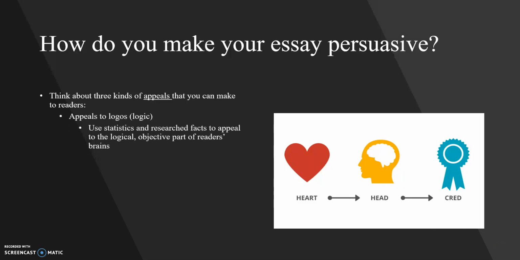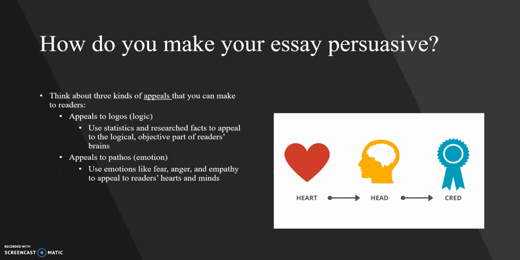In your paper, you want to appeal to your readers' logic, or logos. This means you're using statistics and research facts to appeal to the logical, objective part of readers' brains. So appealing to logos, their logic, that's one thing you want to do. Second, you want to appeal to their pathos, or their emotion. So using emotions like fear, anger, empathy to appeal to readers' hearts and minds is another important strategy for making your essay persuasive.